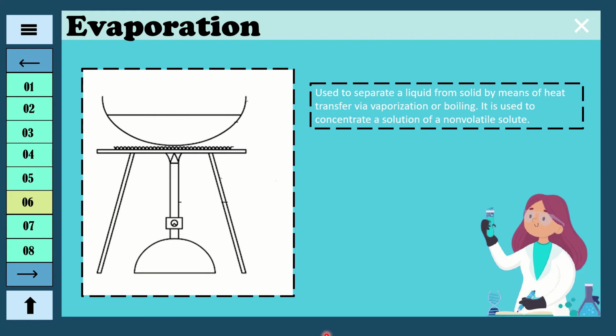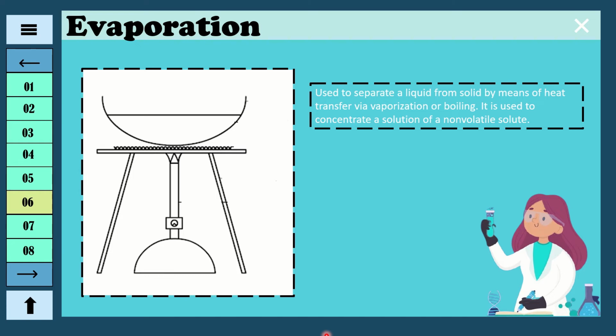It is somewhat similar to sublimation, only that in sublimation, what we are after is the vapor, while in evaporation, what we are after is the remaining components in the evaporating dish. Another difference they have is that in sublimation, the mixture is in solid state. However, in evaporation, the mixture is in liquid state.